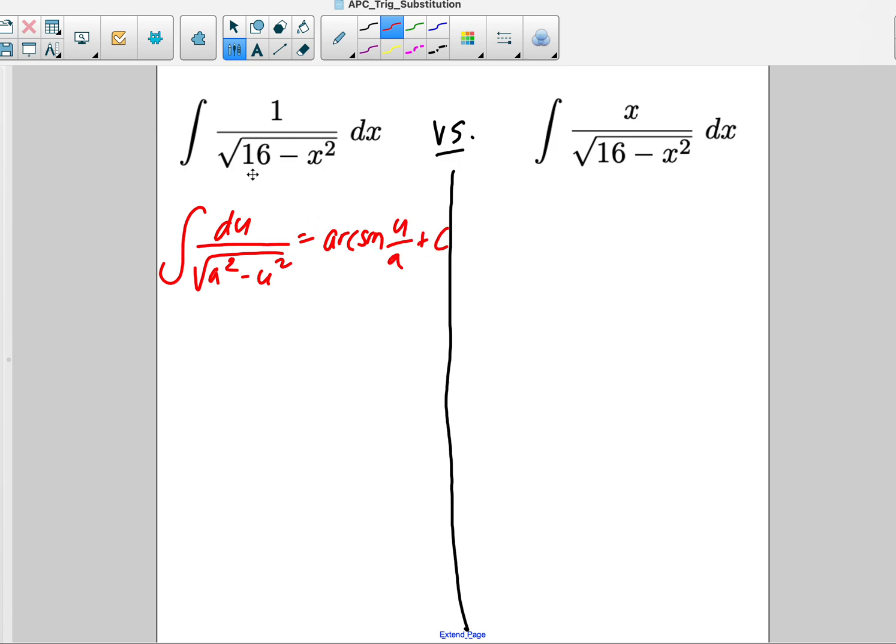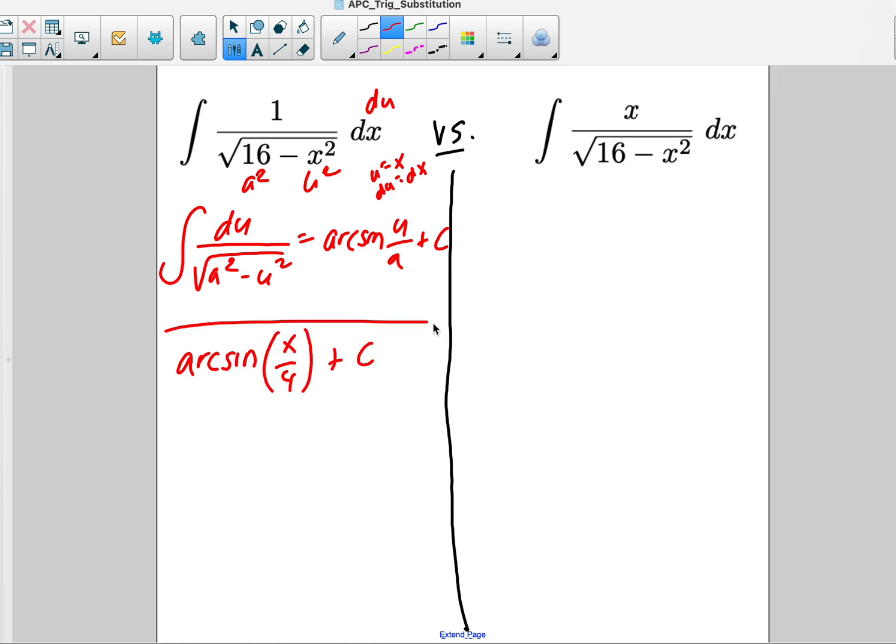That's this exact formula. This is my a squared, this is my u squared. So my du is conveniently dx, right? Because my u is x, so my du is dx. This is 100% just arc sine. Almost no math involved. This is the arc sine of x over 4 plus c. Very little math involved as long as I know my integral rules and I can spot an arc sine.